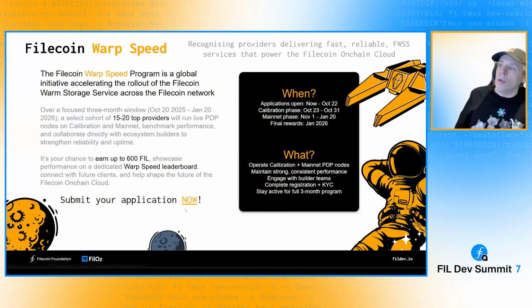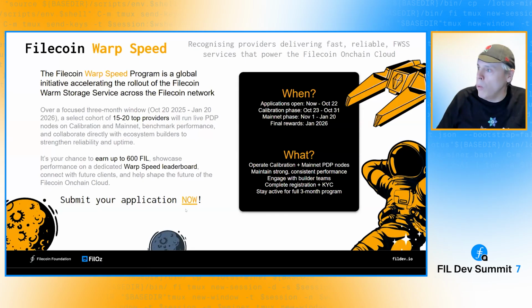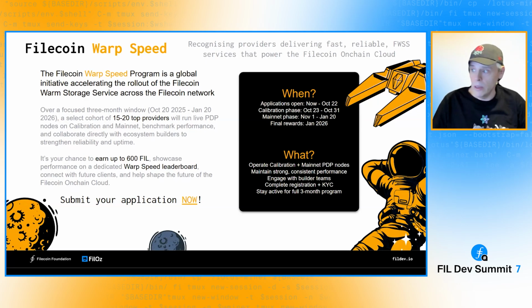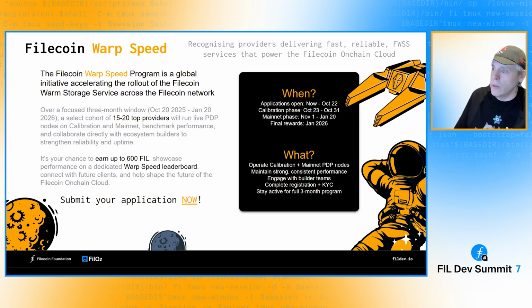As I mentioned, we are now launching a program called Warp Speed. This program is going to recognize providers who deliver fast, reliable FWSS services that power the Filecoin Onchain Cloud. The Warp Speed program is global. We want to cover SPs from all over the world. It's going to accelerate the rollout of the Filecoin Warm Storage Service across the Filecoin network. It's going to be focused over a 3-month window from October the 20th to January the 20th, 2026.